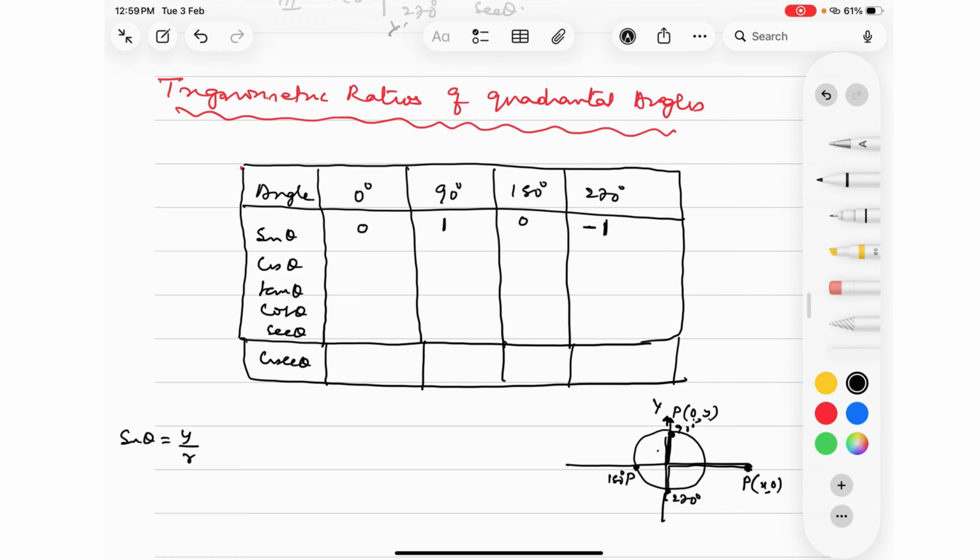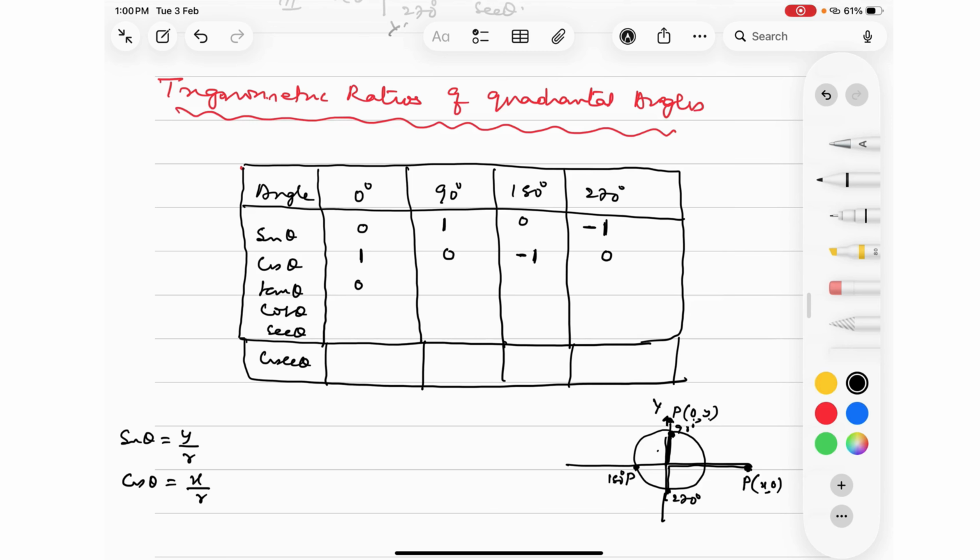Similarly, considering these 4 places where P lies, we can write cos 0 will be 1 because cos theta means x by r. So on the x-axis, y will be 0, x will not be 0, and it is equal to the radius. Therefore cos 0 will be 1, cos 90 will be 0, cos 180 degrees will be minus 1, and cos 270 degrees will be 0. Okay, coming to tan 0. For 0 degrees the point P should be on the x-axis. Therefore tan 0 will be 0.